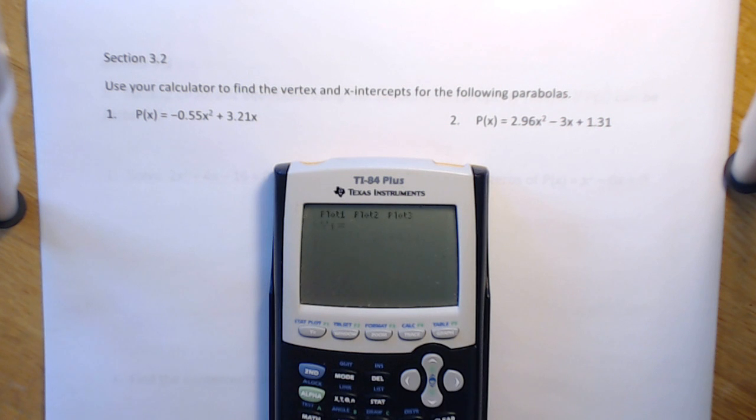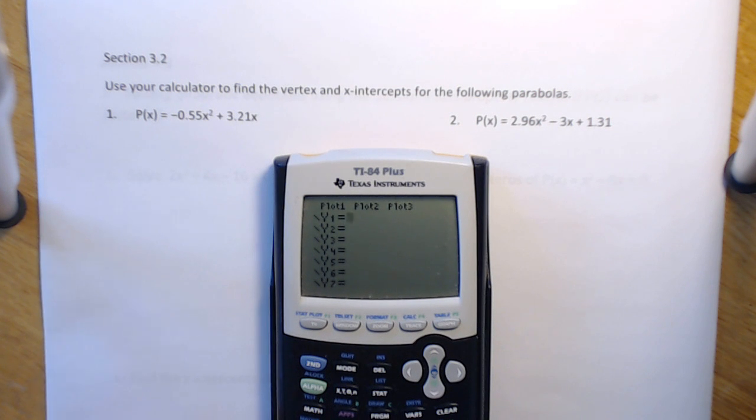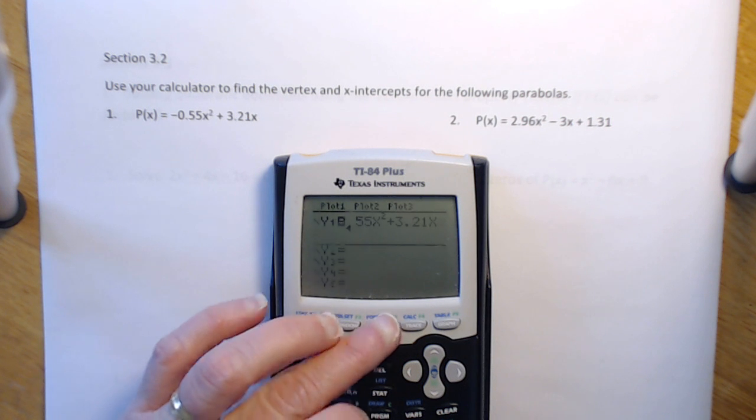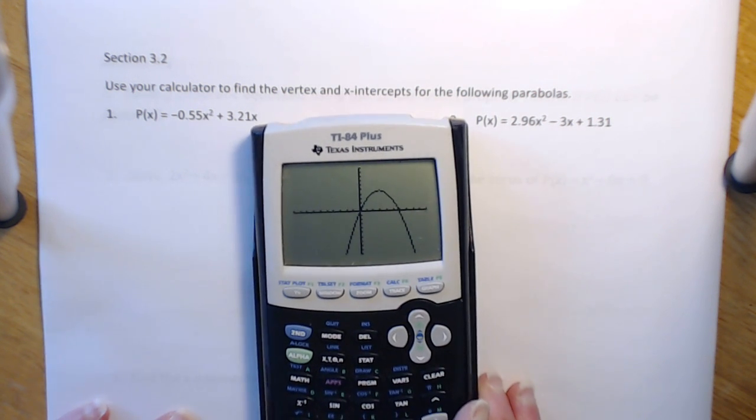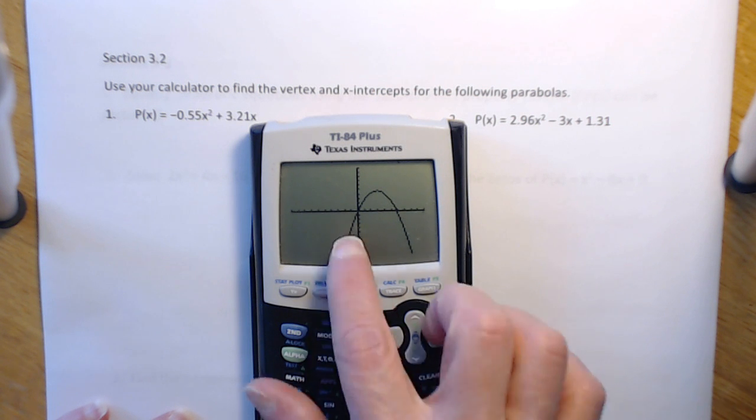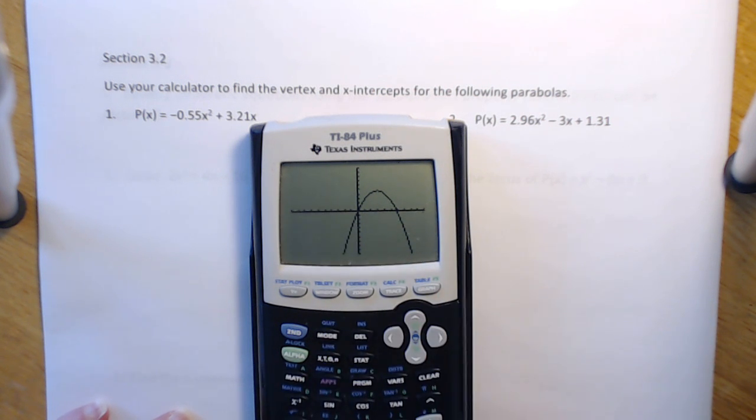we move forward. Okay, so the first thing we need to do is type in our first function. So we have negative 0.55x squared plus 3.21x. Okay. I'm going to start with zoom 6. I don't know where the parabola is, but we'll just start with that one. Okay. And actually, as you can see, it's not a bad window at all. Okay, so I can see the vertex. I can see that there's going to be two x-intercepts.